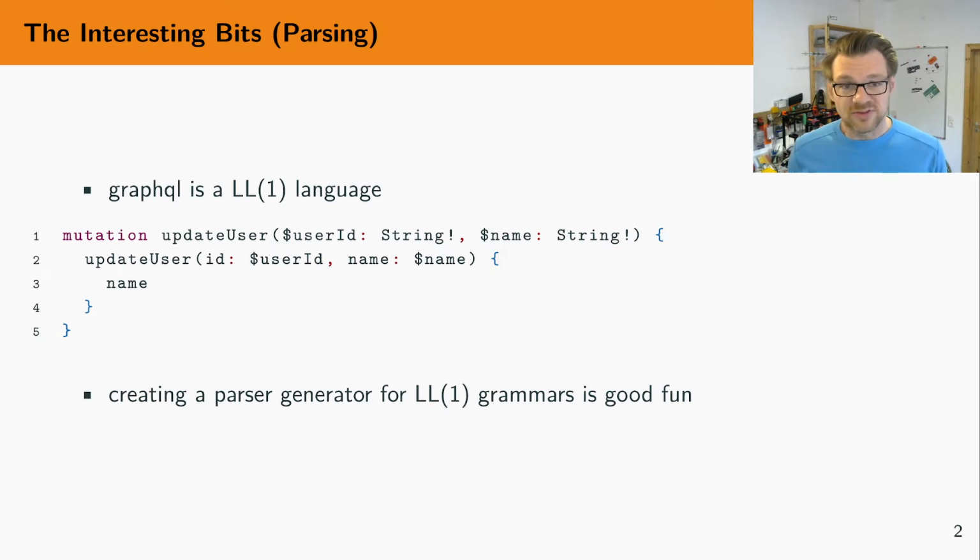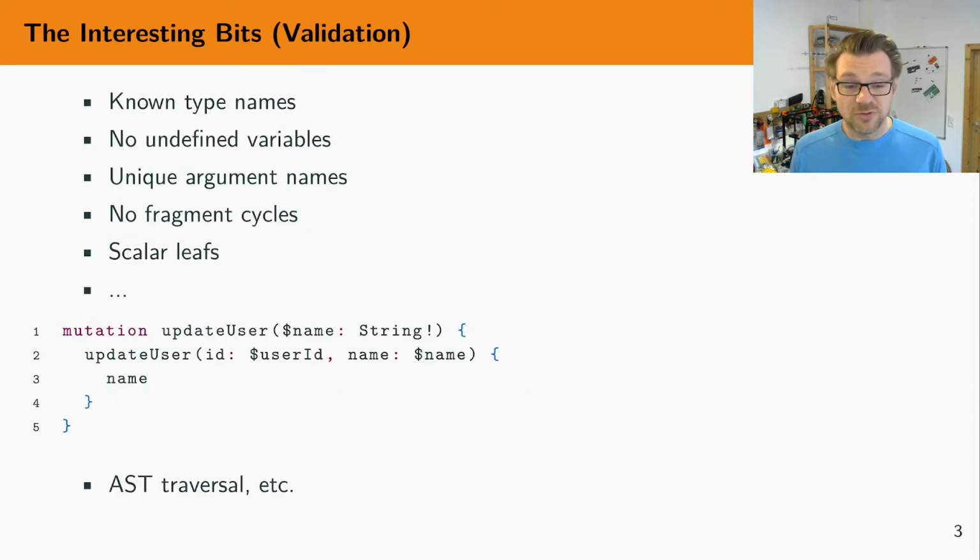One of the interesting bits definitely is the parsing. GraphQL itself is an LL1 language, meaning that a recursive descent parser is very easy to write. But that is not actually fun or interesting. So instead you can create a parser generator that creates AST classes for you and also creates the parsing in it. And as it's LL1, it's very easy to do, and you will get basically a recursive descent parser with custom classes for each of the productions of the grammar. That's quite fun.